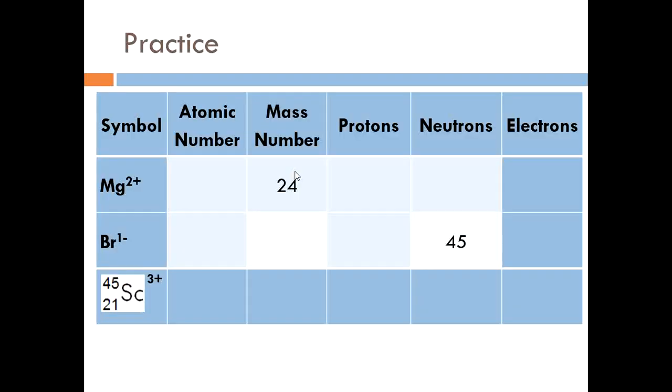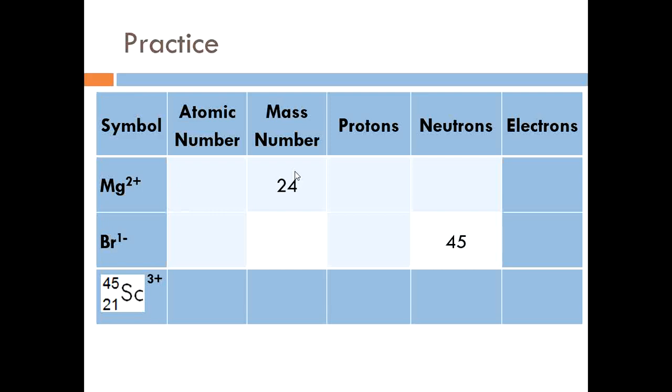So let's take a look at these examples here. And we're going to need our periodic table to help us fill out the information. So let's take a look at the ion, and we know that it's an ion because of the positive and negative charge there. Remember, if it was neutral, there would be no charge at all. No positive, no negative charge at all.